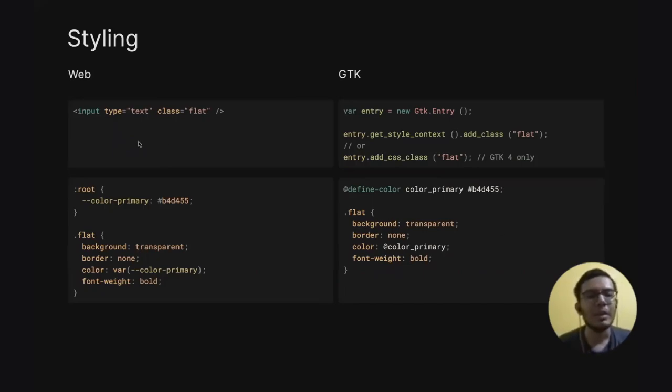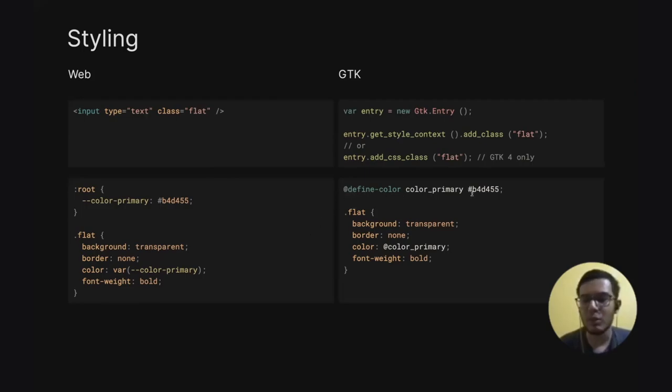So in web, let's say there's a text entry and you are used to saying this text entry class flat. Let's say you want to have a text entry which does not look like a text entry. There's no border and there's no background. It looks like it's a part of the usual text flow, like a span, but it is actually an input. If you want to do that style, then you will say something like this: background transparent, border none. You will define maybe a CSS property for the color, and you will assign that to the color, and you will say font. So this stuff in GTK, you can do almost exactly the same.